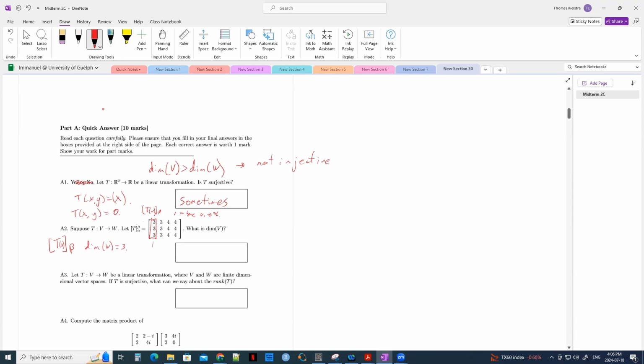Now, this corresponds to T(V1). This is T(V2), and so on and so forth. And alpha is the set V1 through Vn. So the number of columns that I have tells me the number of vectors in alpha. Remember that alpha is a basis and the dimension is the number of vectors. So because I have 4 columns, the dimension of V equals 4.